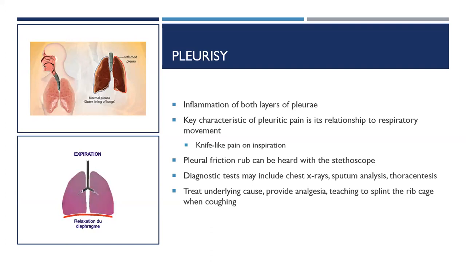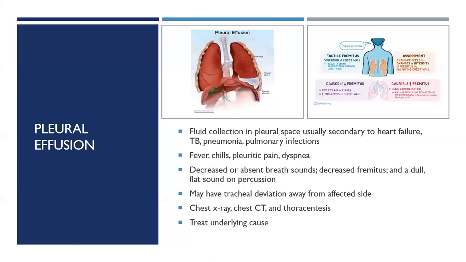So tests that we're going to use are chest x-rays, sputum analyses, etc. With pleurisy, if it lasts for a longer period of time, we may also give them antibiotics to treat it. A pleural effusion, this is where fluid collects in the pleural space. We will often see this in conditions like TB, pneumonia, pulmonary infections. Also secondary to heart failure, because the blood is backing up, it backs up everywhere.